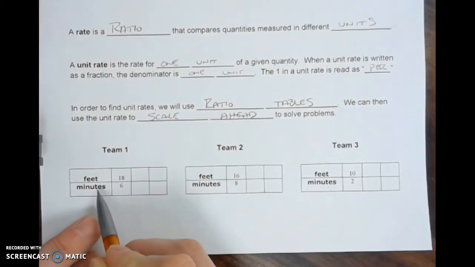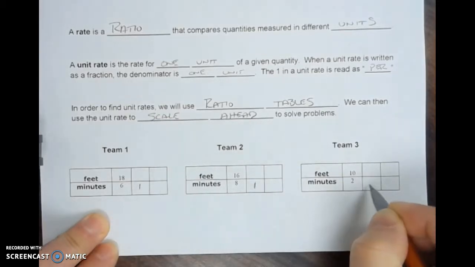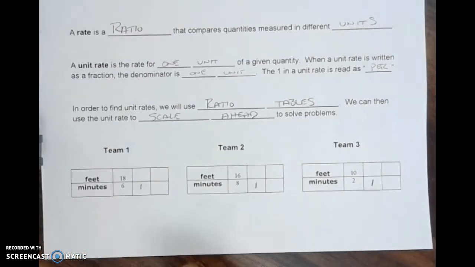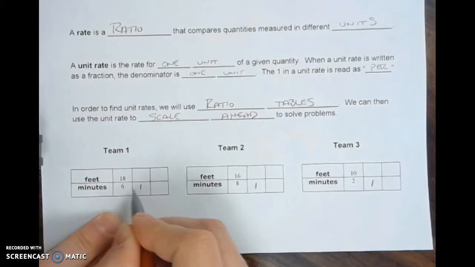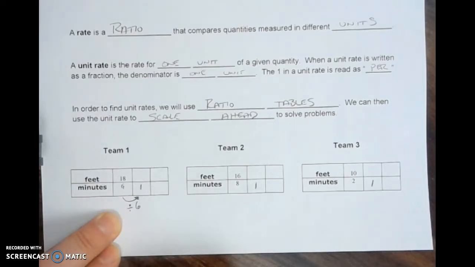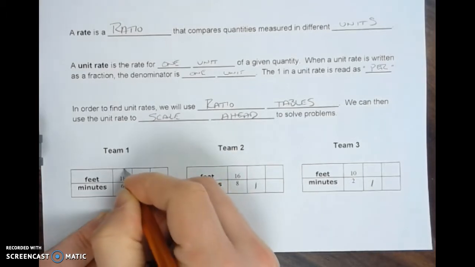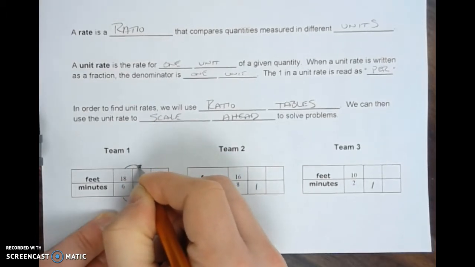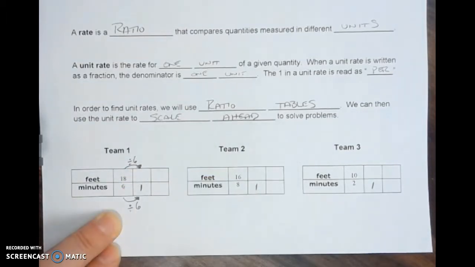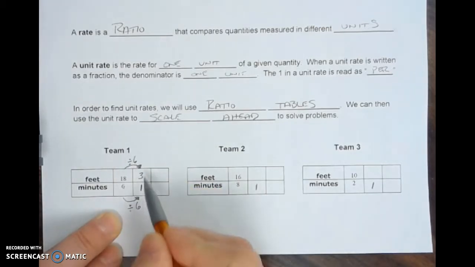So for the minute section for each of these turtles, in the next open box, I'm going to put 1. We want to know how far can they go in just 1 minute. Well, in order for Team 1 turtle to go from 6 minutes to 1 minute, we're going to have to take that and divide by 6. 6 divided by 6 equals 1. Since I divided the number of minutes by 6 to get my 1 minute, I'm going to do the same thing to my number of feet. Divided by 6. 18 feet divided by 6 is equal to 3, which means that this turtle can go 3 feet in 1 minute.